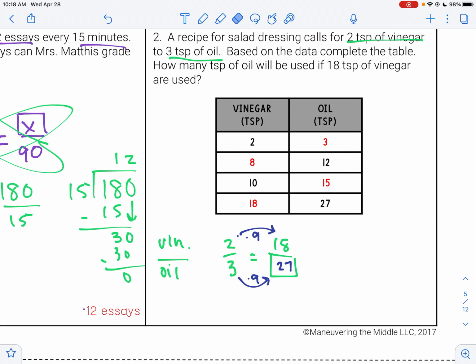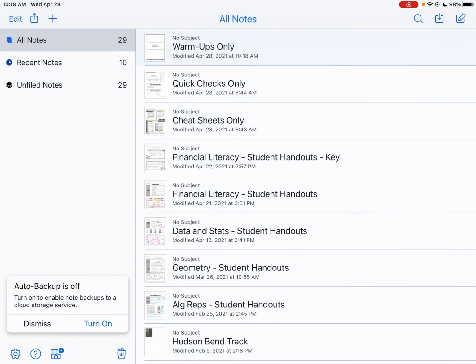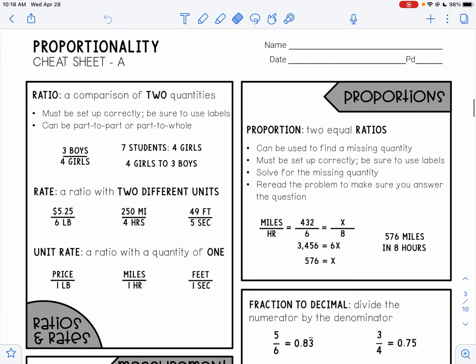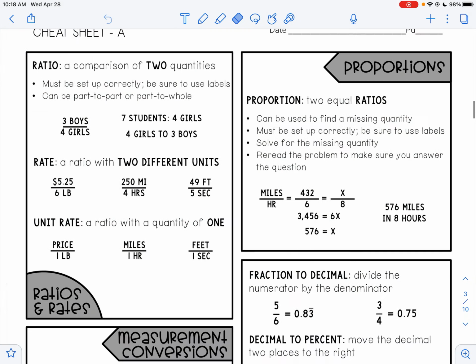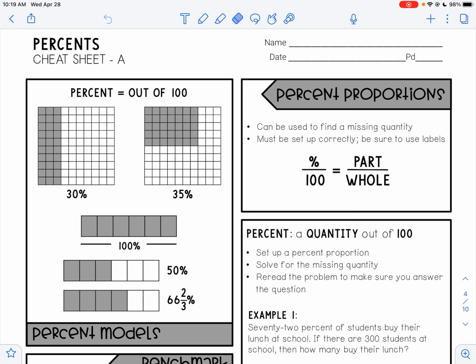Okay, now we're going to flip on over. We're going to change gears, and we're going to go over to our cheat sheet. So go ahead and pull that out. Whoops, wrong one. All right, so today we're talking about percents. Hopefully y'all remember a little bit about percents, but if you don't, hopefully we'll jog your memory today.